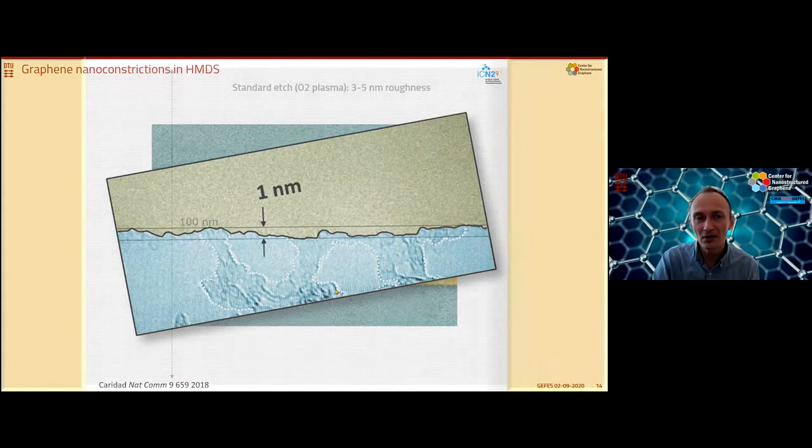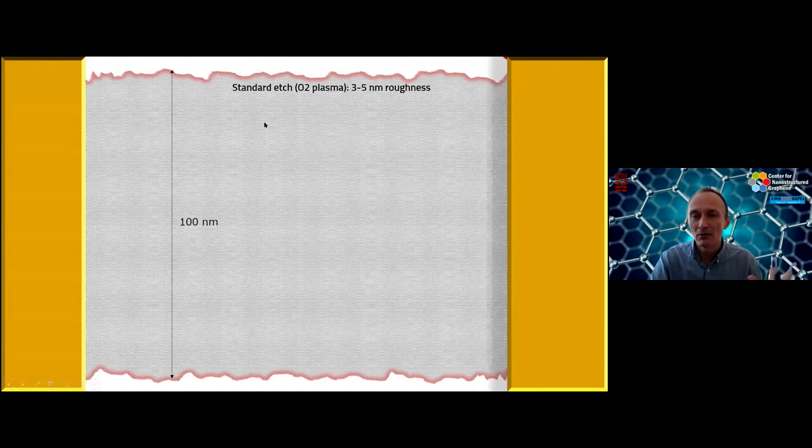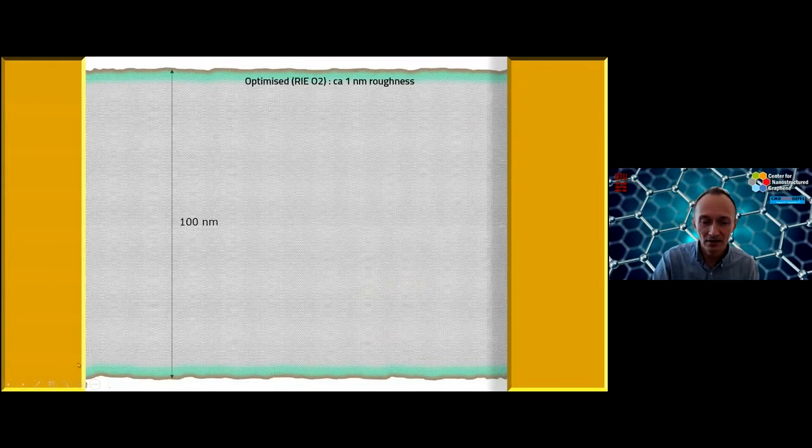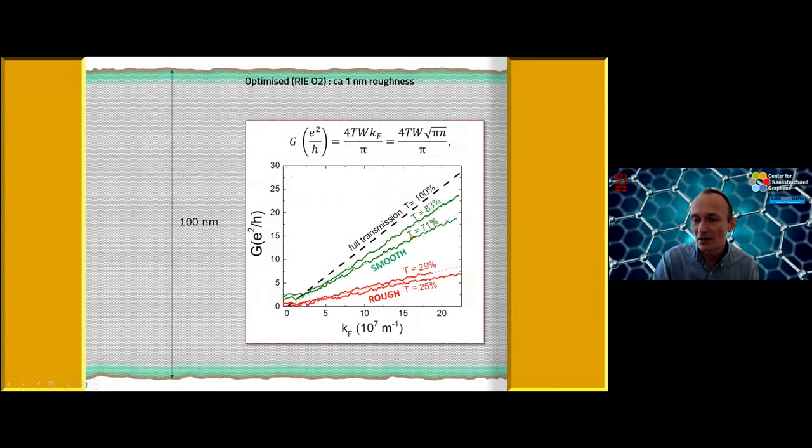The normal patterning gives around 3 to 5 nanometer roughness, which is typically what you get with standard e-beam lithography. And we thought this is a very wide channel, so what's the problem? But the transmission through this channel sits at around 30% of the maximum theoretical transmission. If we optimize the edge so the roughness is just 1 nanometer, then we sit at 70 to 80%. So it's a bit counterintuitive that a little bit of disorder can have such a big impact on how the current flows through a structure, even when it's not that narrow.